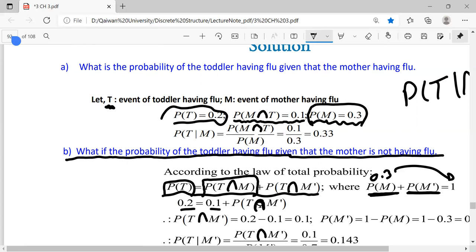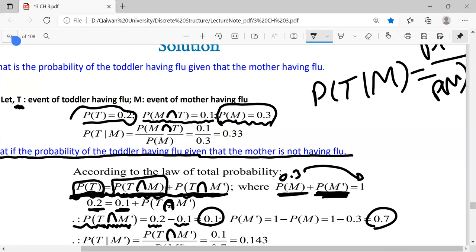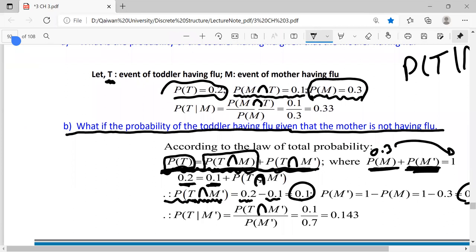From the law of total probability, the probability of toddler having flu is the probability of toddler having flu and mother having flu, plus the probability of toddler having flu and mother having no flu. We have given these two, 0.2 and 0.1. So the probability of toddler having flu and mother having no flu is 0.2 minus 0.1, which is 0.1. And the probability of mother having no flu is 0.7, as I explained before.